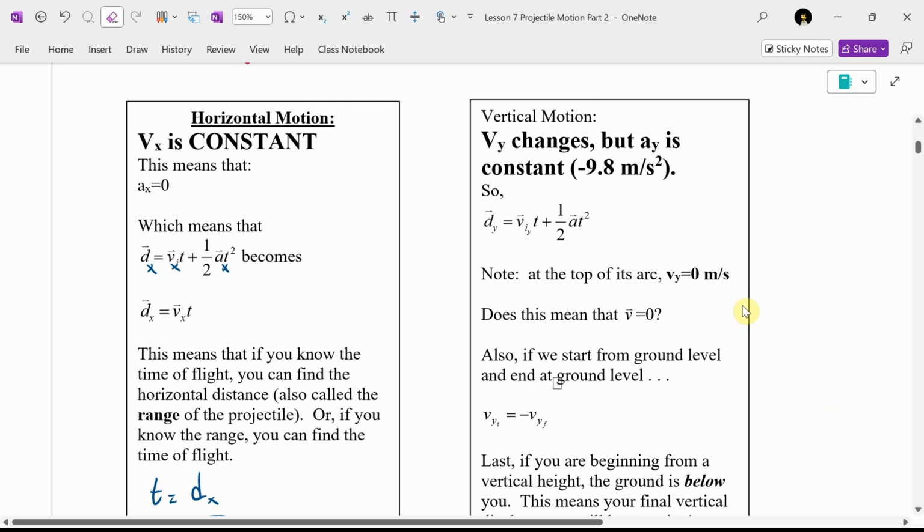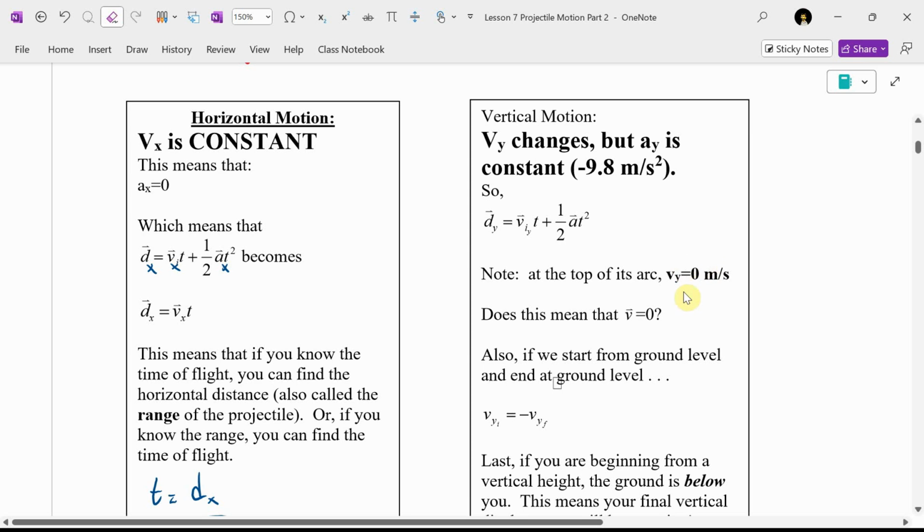Vertically, there's a bit more to it. Vy changes because the acceleration is negative 9.8. The acceleration is constant, negative 9.8 meters per second squared, but that means your vertical velocity is changing. So dy will be Vy initial t plus a half Ay t squared. Sometimes Vy initial will be 0 horizontally from a cliff, but not always.